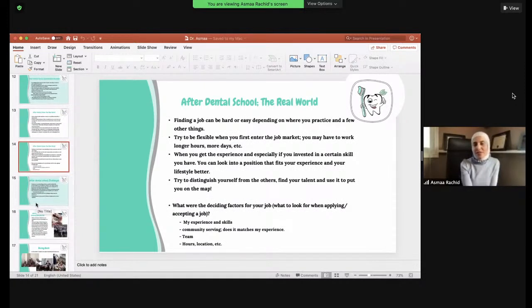Now, looking for a job, I didn't find it very difficult, to be honest, but it also depends. I don't want to say that this is the general thing. There are more dentists nowadays, I think, than when I first graduated. There is more competition for sure. So it really depends on where you practice, what your limitations are in terms of what you practice, your time and all of that. I would say when you first graduate, you have to try to be flexible.